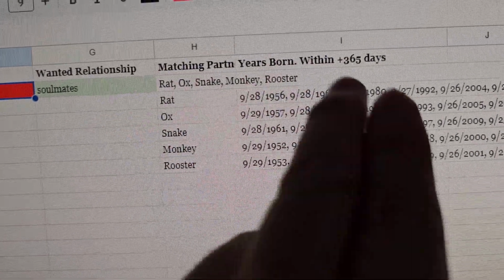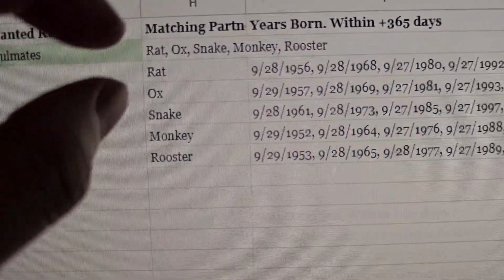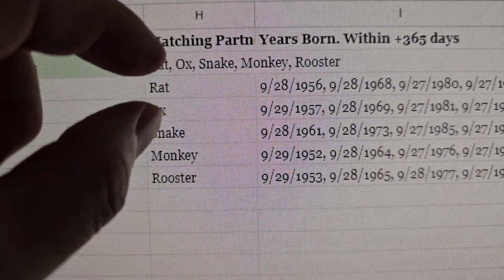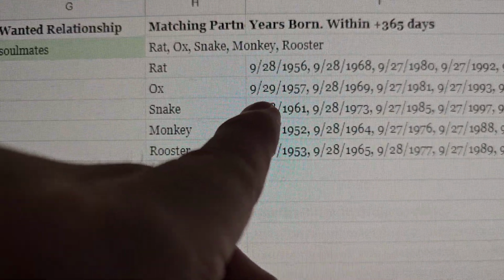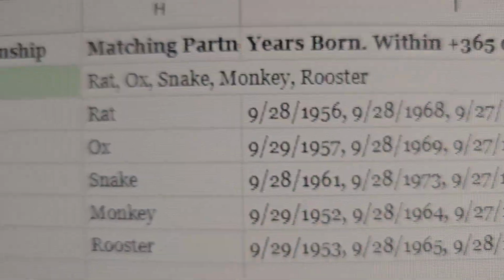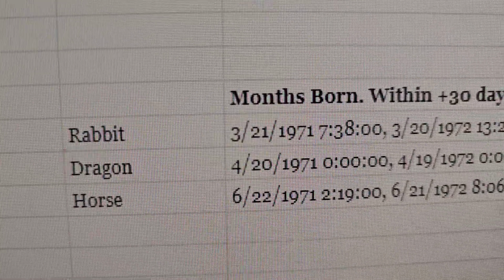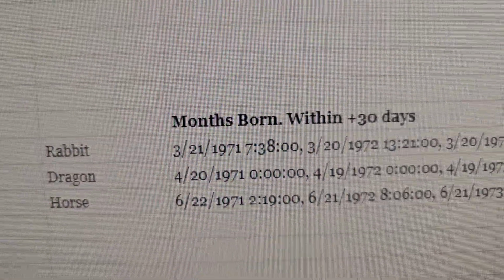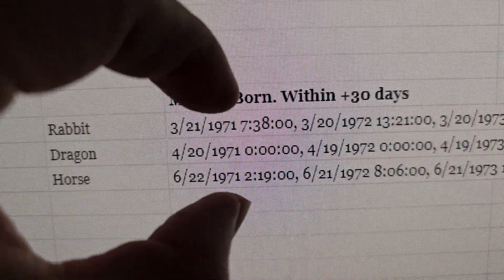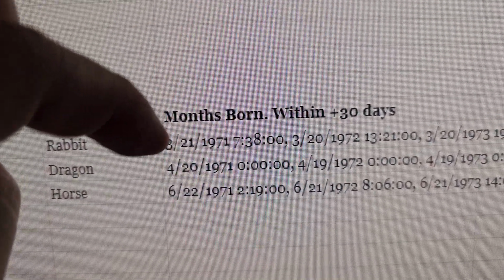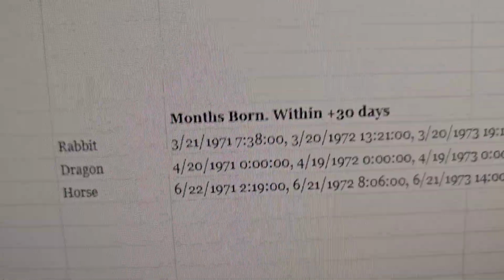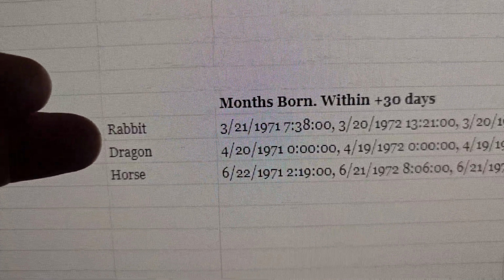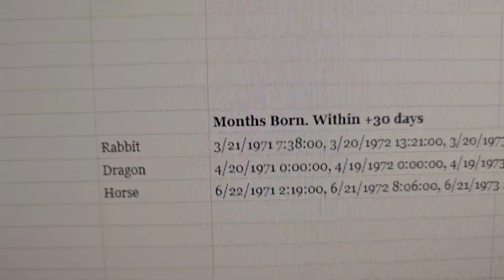Where do we get this data from? Well, look. These are the birth years of the rat starting in September 28th. These are the birth years of the ox starting in September 29th. These are the birth months. Notice how of the same year, this March, April, and June of the same year happens. What's the birth month of the rabbit, of the dragon, of the horse? Where did we get that?